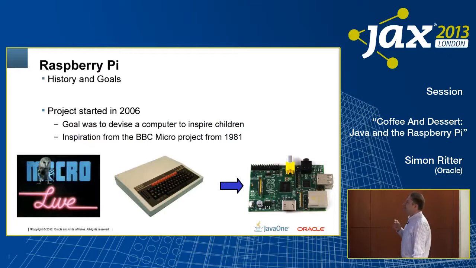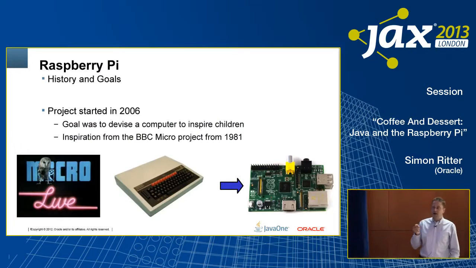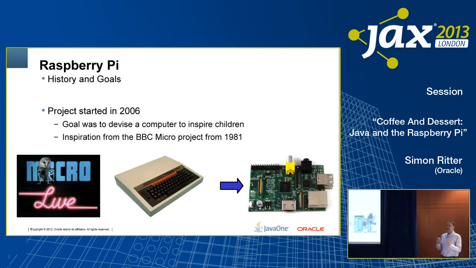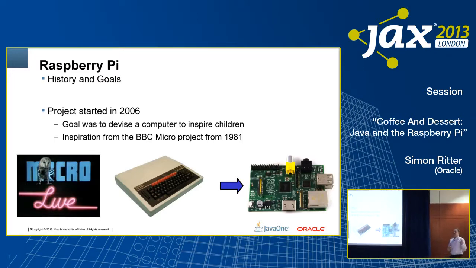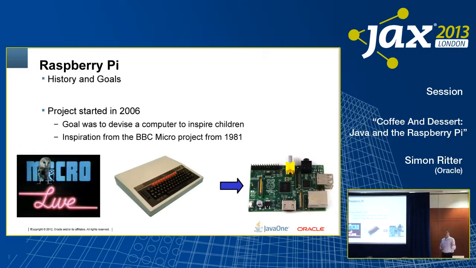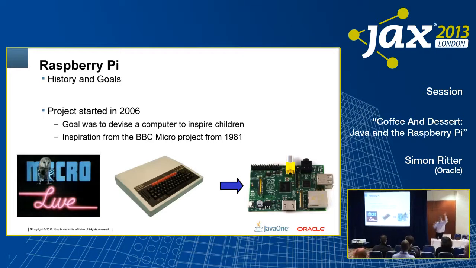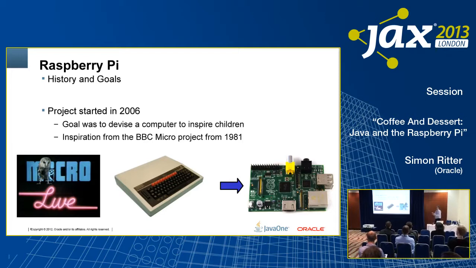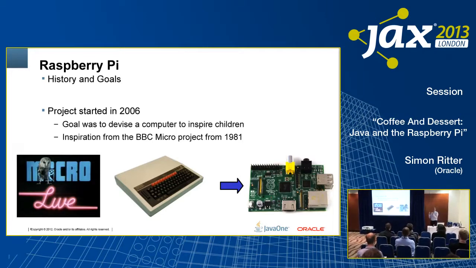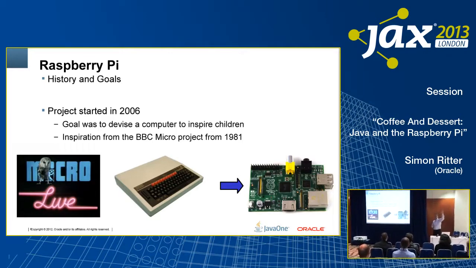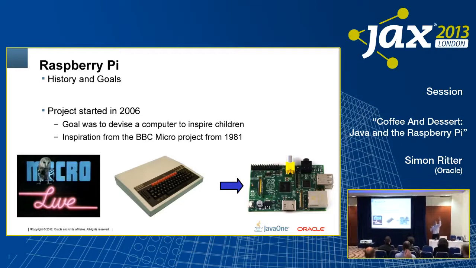So where did the Raspberry Pi come from? A long time ago, way back in the 1980s, there was a thing called Micro Live on the BBC. Does anybody remember that? Oh, good. Okay, a couple of people. And out of that came the BBC Micro. Anybody have a BBC Micro? Okay, the same. Oh, good.